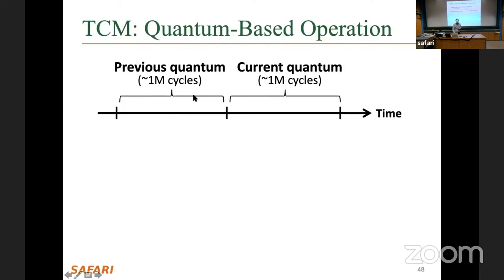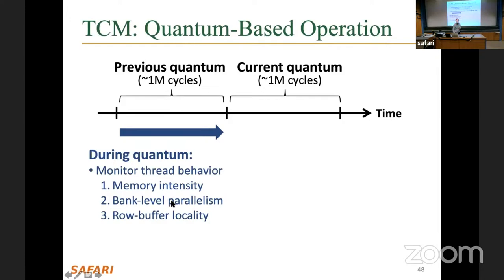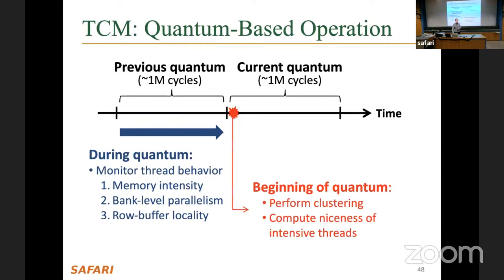Atlas also does this, but in the previous quantum, you monitor the thread behavior, memory intensity, bank-level parallelism, and row buffer locality. And in the next quantum, you perform clustering of the threads, and based on that, decide which cluster to prioritize, and then compute the niceness of the intensive threads. And within that next quantum, you abide by that clustering, meaning the non-intensive cluster of less intensive threads is prioritized over the intensive cluster.